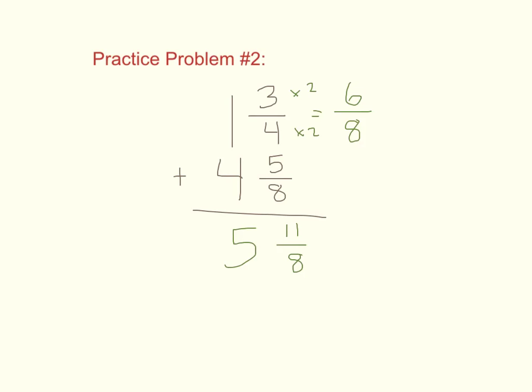Now, hopefully you're noticing that 11/8 is an improper fraction. So I'm going to go ahead and change that to a mixed number. 8 goes into 11 one time with 3 8ths left over. I'm going to bring those 3 8ths down, and 5 plus 1 is 6. So your answer for this problem is going to be 6 and 3/8.